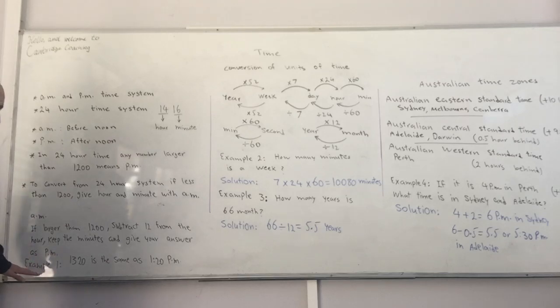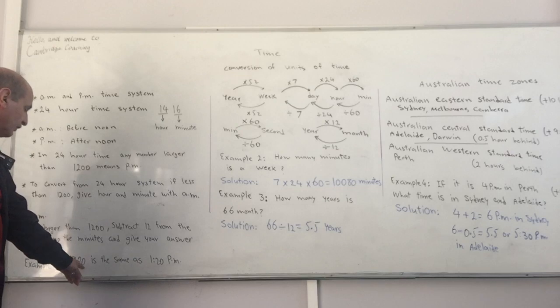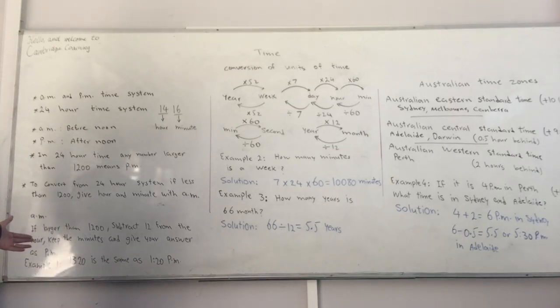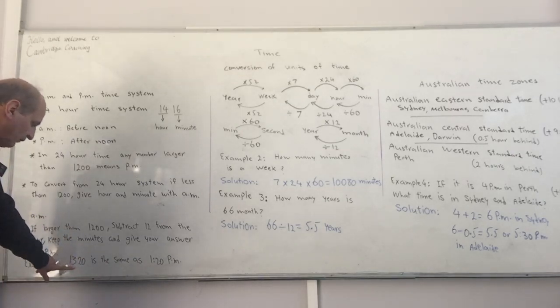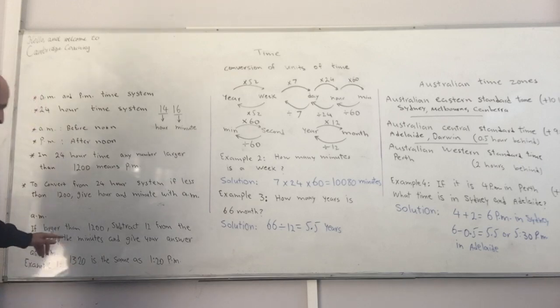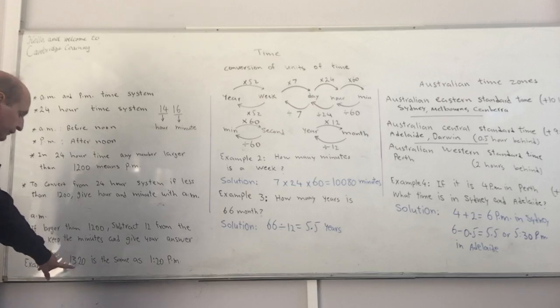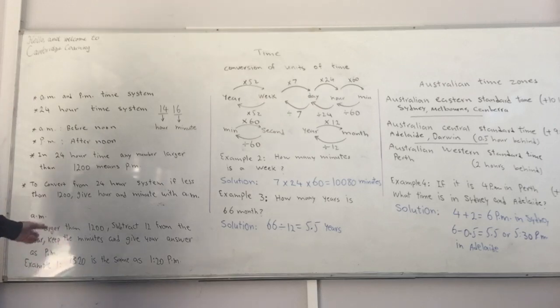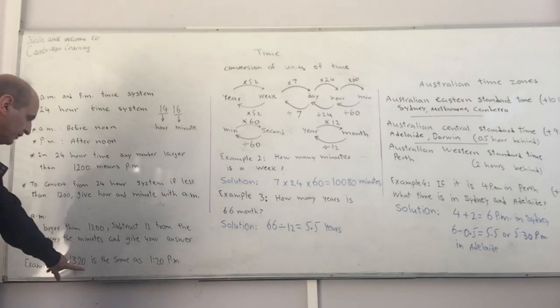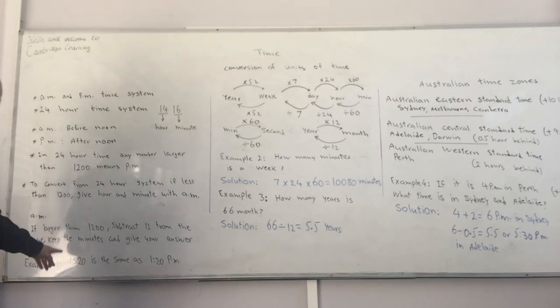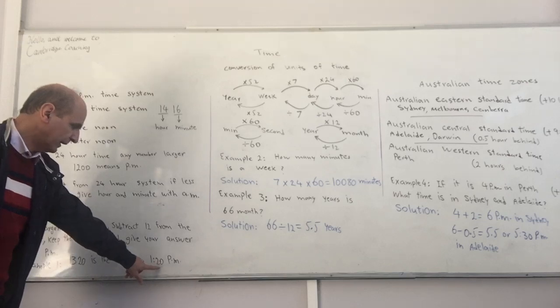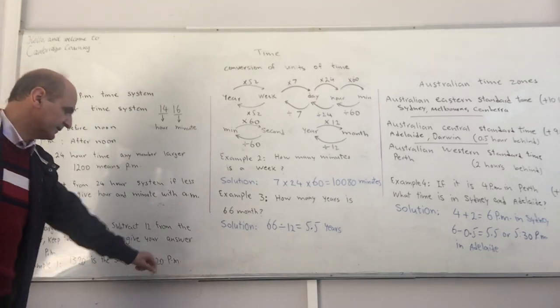As an example, if you have been given 1320, because this is more than 1200, we know that it is PM. So take the hour part, which is 13, and take away 12 from that. 13 take away 12 gives you 1. So it is 1, and keep the minute. So you're going to have 1 for the hour and 20 for the minutes, and it is PM.